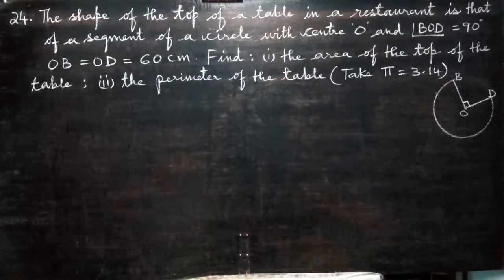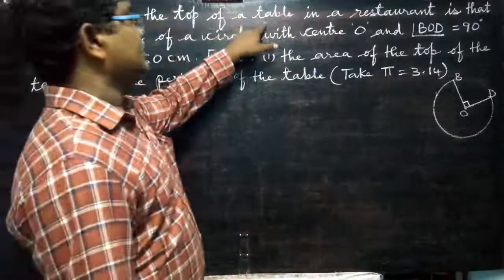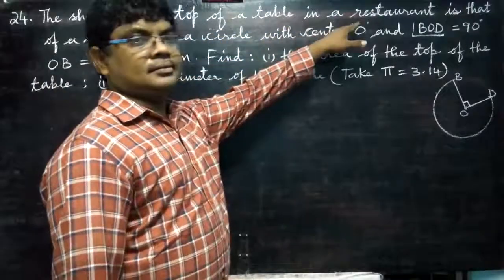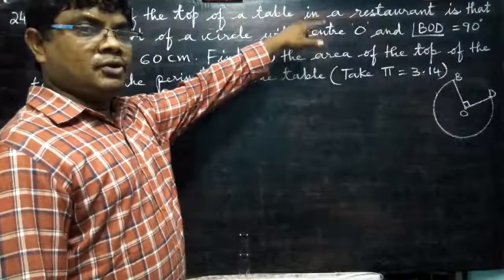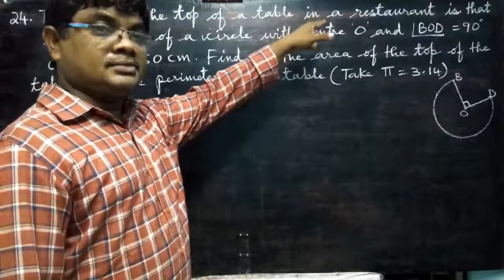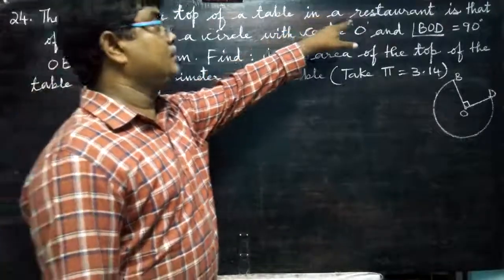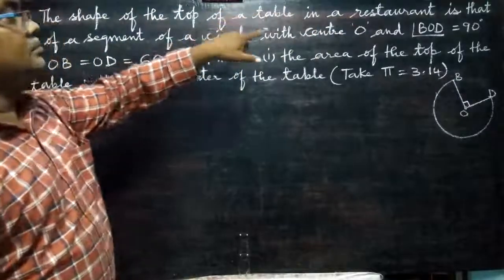24th problem. The shape of the top of a table in a restaurant. Please be in the problem only. Don't go outside the problem. If you go outside the problem, it will be a problem when this problem comes in the exam. So be in the problem. Restaurant means immediately you go somewhere else. Don't go.